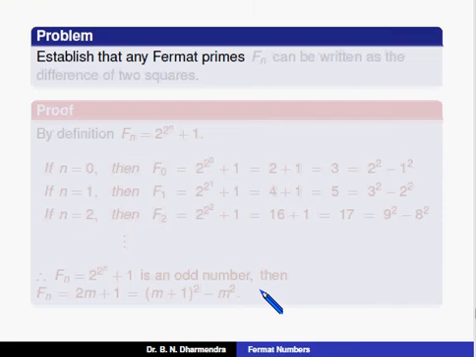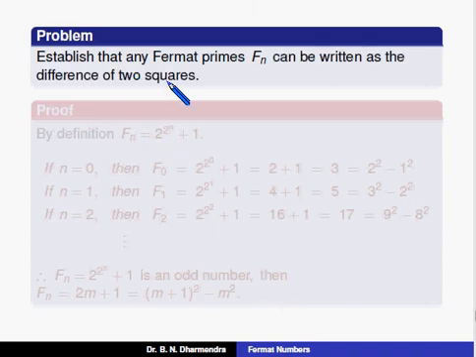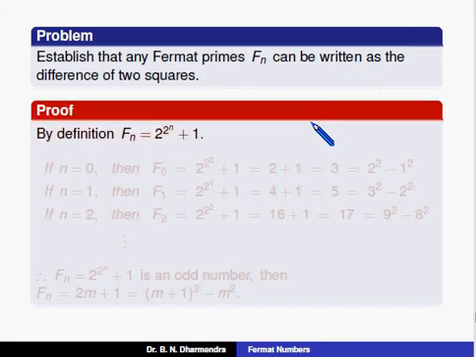Next problem: establish that any Fermat number Fn can be written as the difference of two squares. Carefully observe the statement. Establish that any Fermat number can be written as the difference of two squares, that is, two consecutive numbers. Here, by the definition, Fn is equal to 2 to the power of n plus 1. We can show this in general first, and then we can take it mathematically.